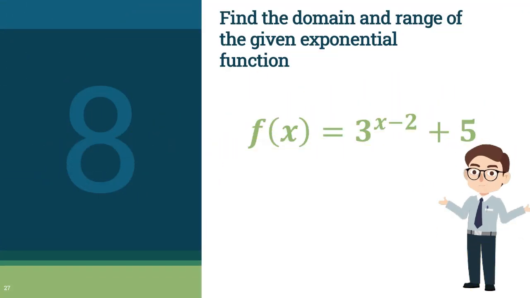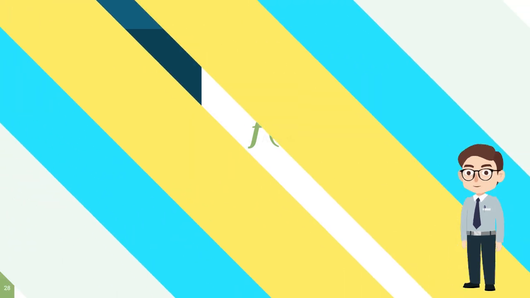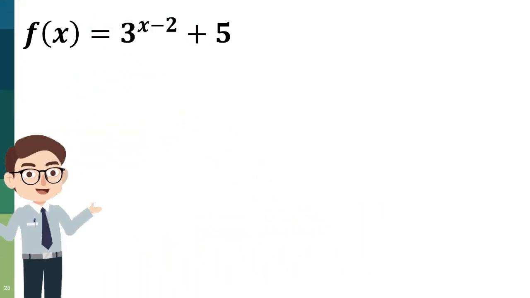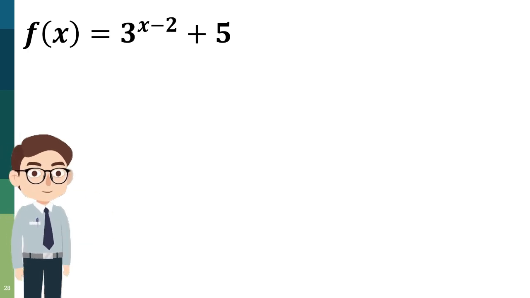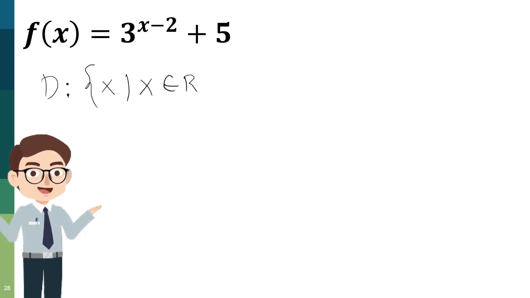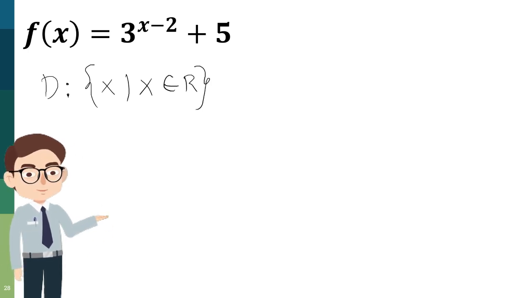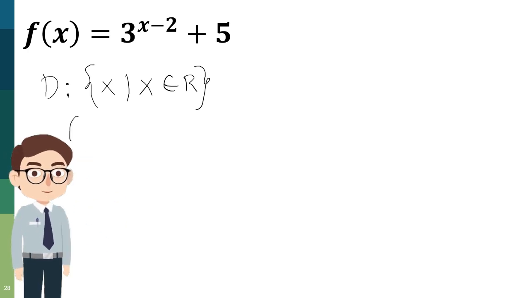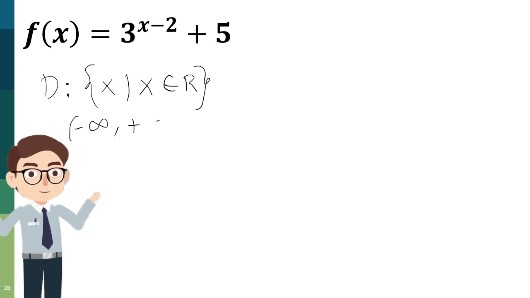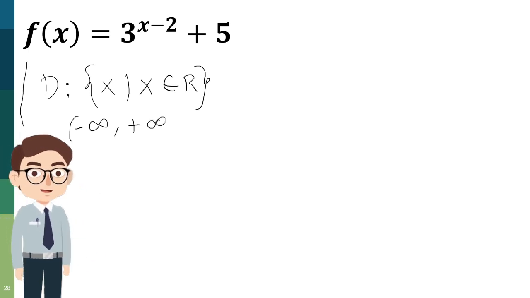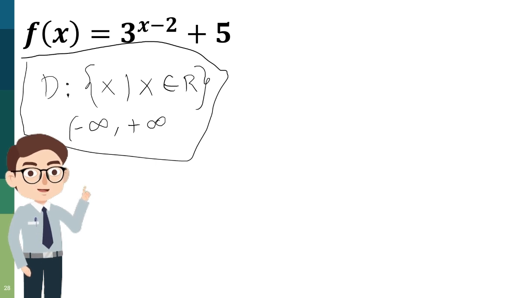Find the domain and range of the given exponential function. To solve the domain of the exponential function, always remember that the domain of exponential functions is all real numbers. So, the domain is the set of all x such that x is an element of real numbers. To write it in interval notation, that is negative infinity up to positive infinity. That is our domain.